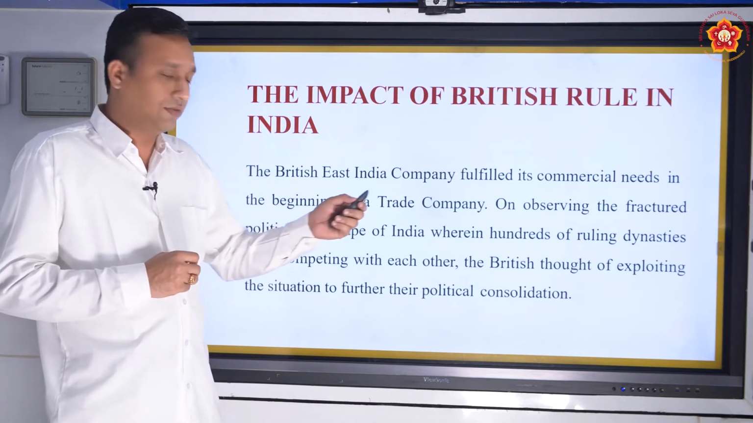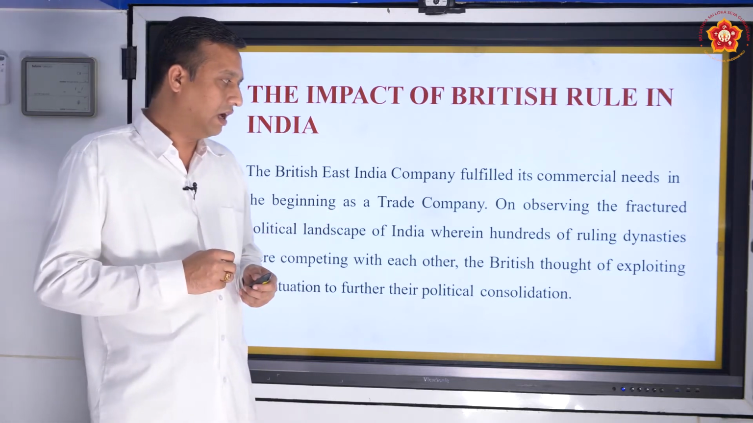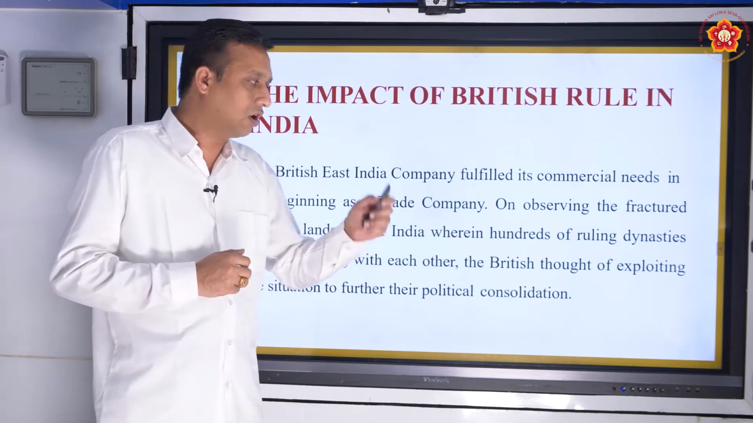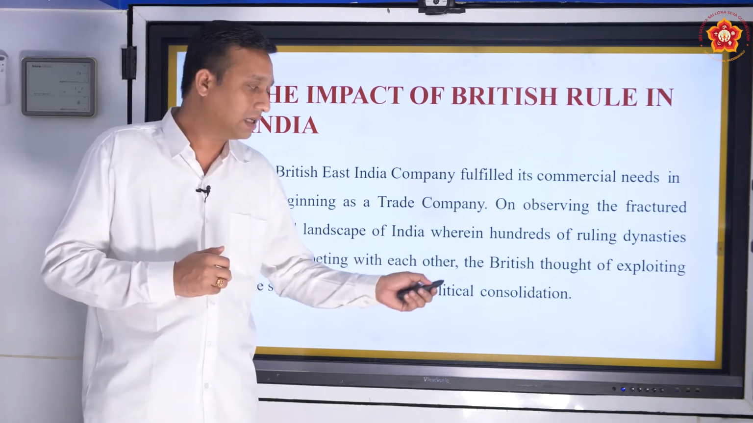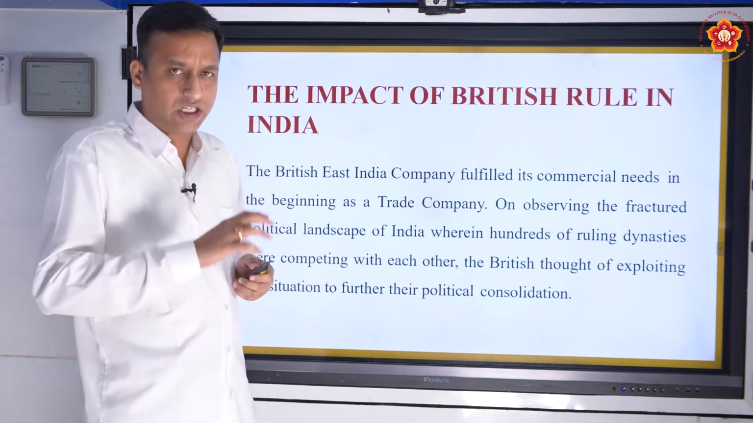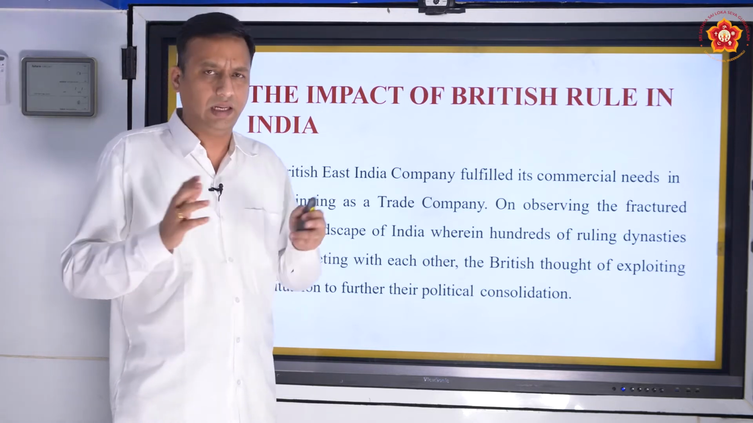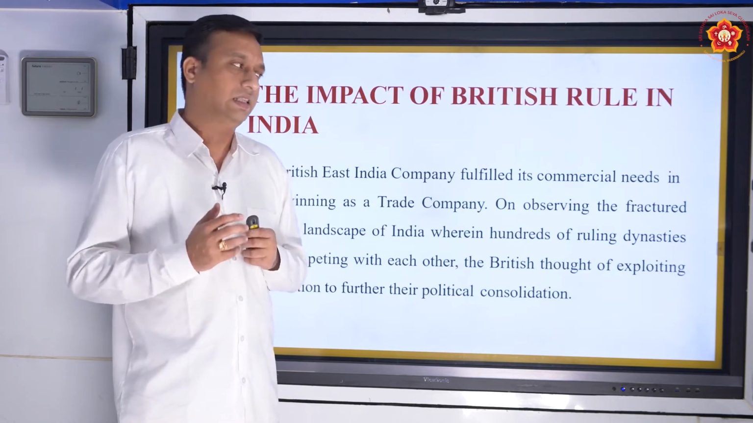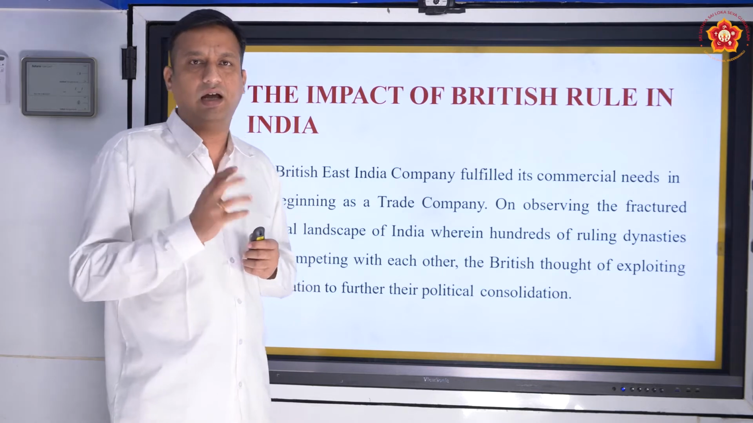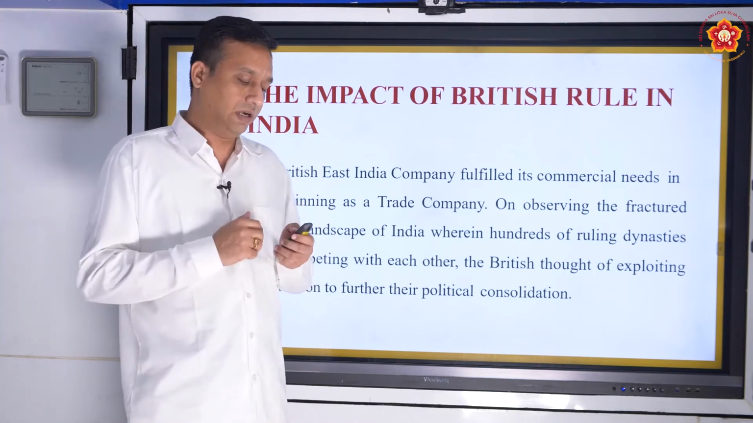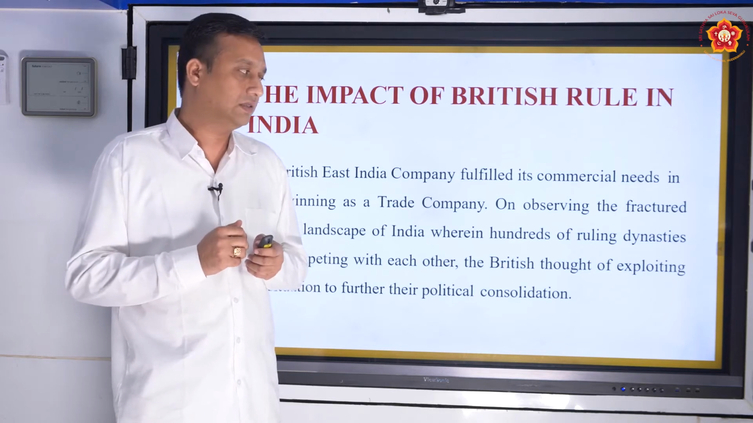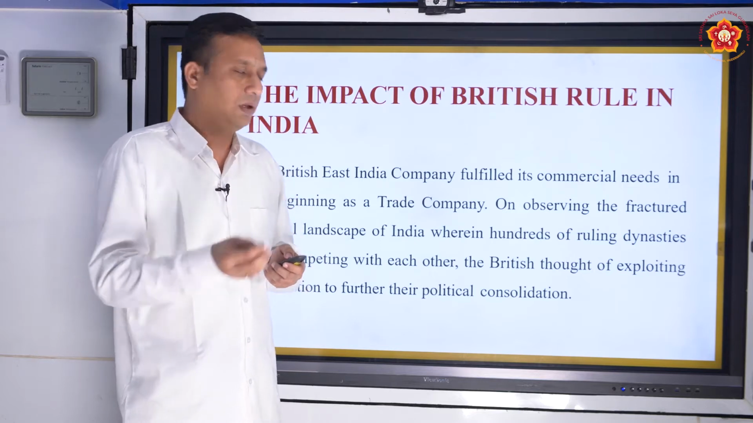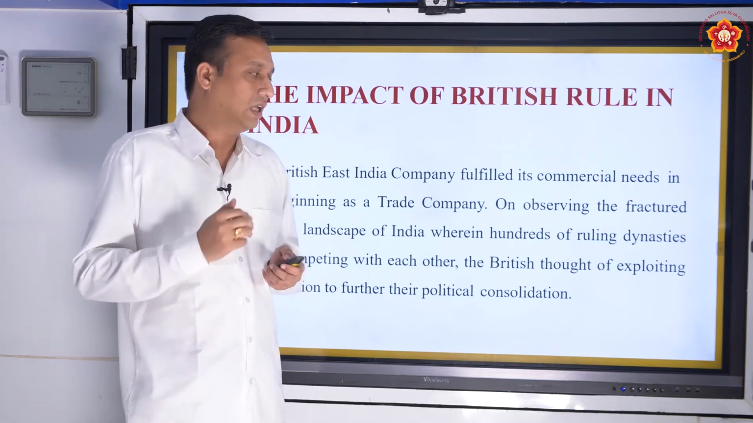Later on, observing the fractured political landscape of India, wherein hundreds of ruling dynasties were competing with each other, the British thought of exploiting the situation to further their political consolidation. The British observed that in India there were many kingdoms and rulers, and each was fearing the other, insecure of each other, and the British tried to exploit the situation for their advantage. It is like fishing in troubled waters. They sowed suspicion in each other, which was already there, and these people again put some ghee into that so that it would flare up.